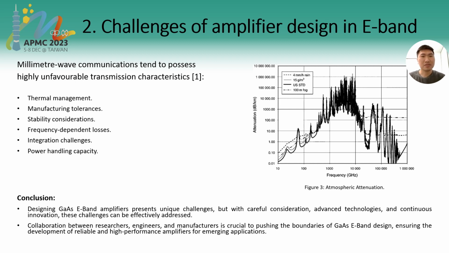Third is the stability consideration. E-band amplifiers may face stability issues, especially with broadband design, leading to oscillation or unwanted resonance. So we have to carefully design the biasing network, use feedback networks, and employ stability analysis tools to ensure the amplifier remains stable across the operating conditions.